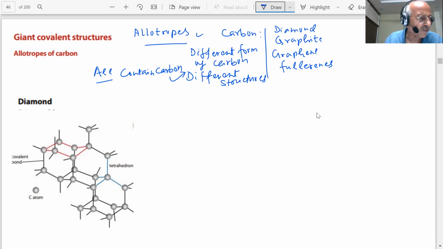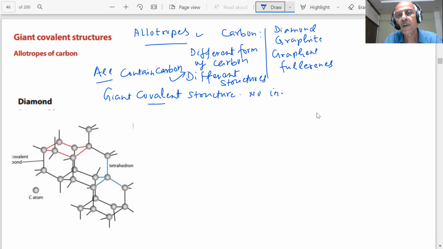Here we have shown the structure of diamond. Diamond is the hardest substance. It has a giant covalent structure, and the whole structure continues in three dimensions. There are no individual molecules.